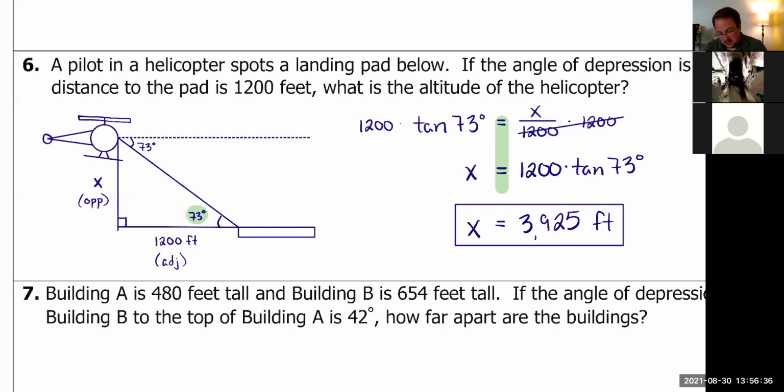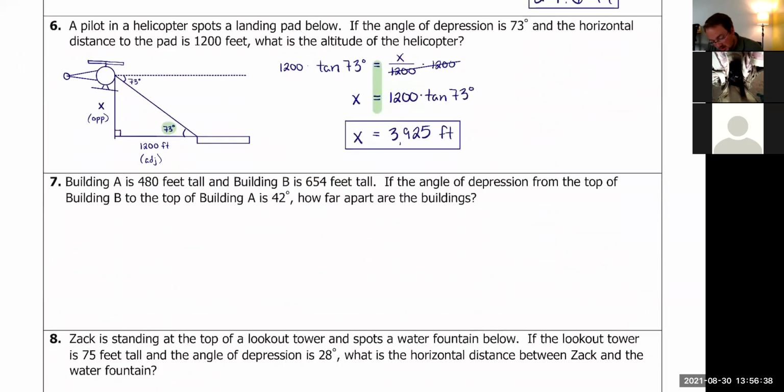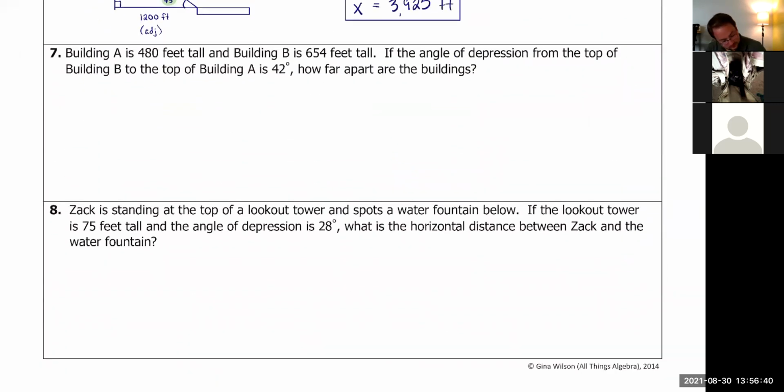All right. So for the sake of, if you wanted to try the remaining two, number 7, the answer is 193.2 feet. And number 8 is 141.1 feet.